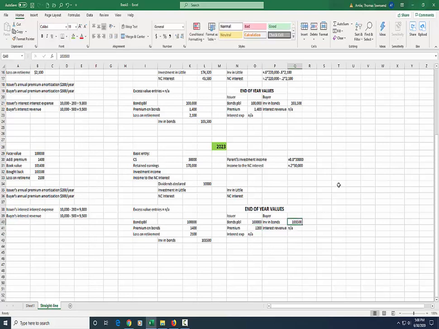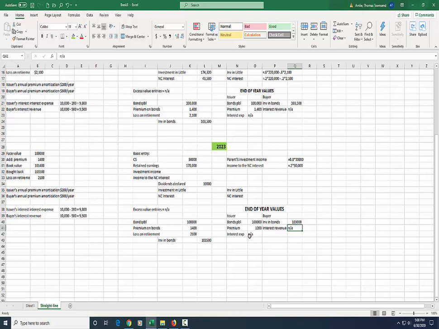The investment in bonds. Again, this was a $3,500 premium over face value. That $3,500 premium is being amortized at the rate of $500 per year. So at the end of the second year, the investment in bonds is down to $103,000.